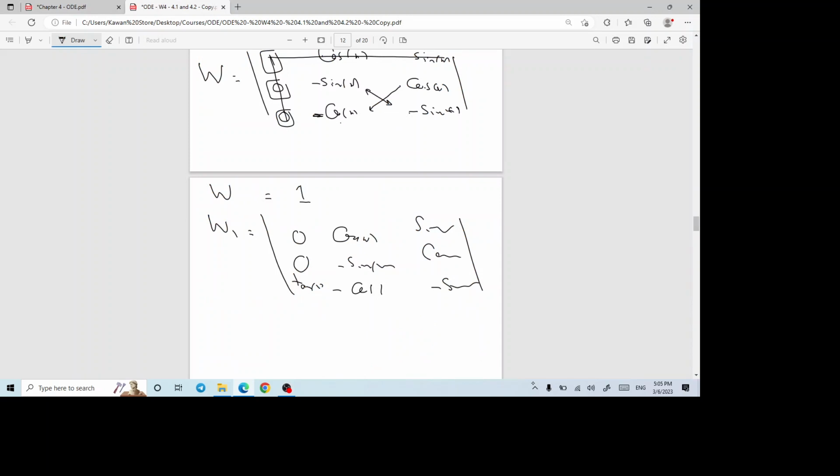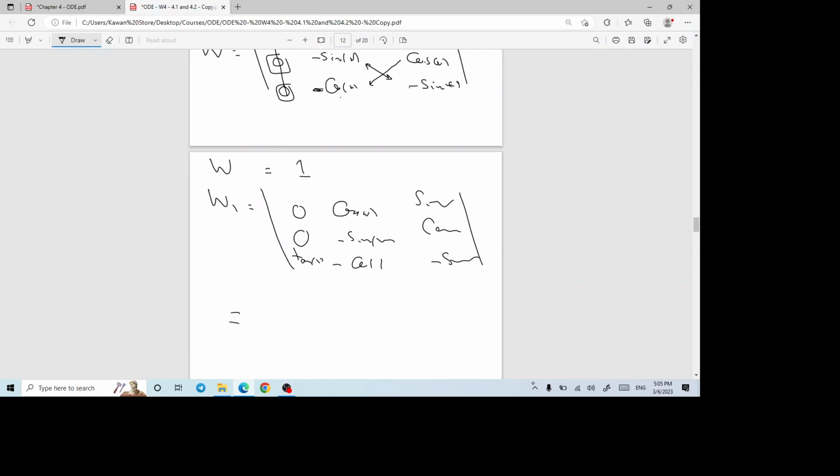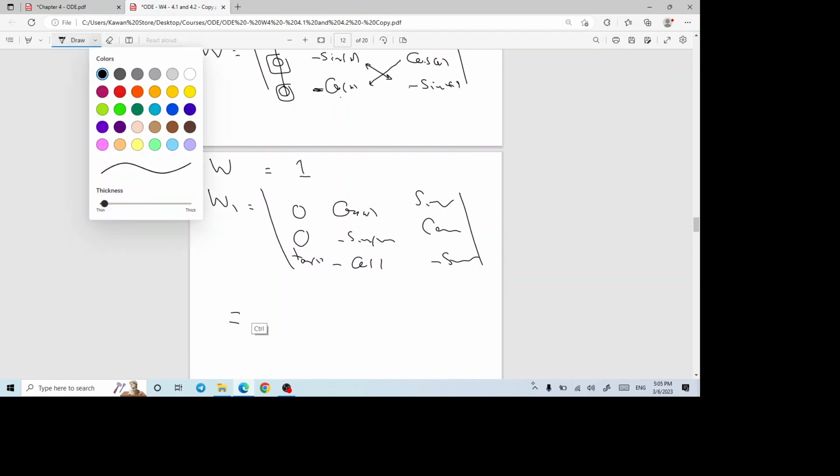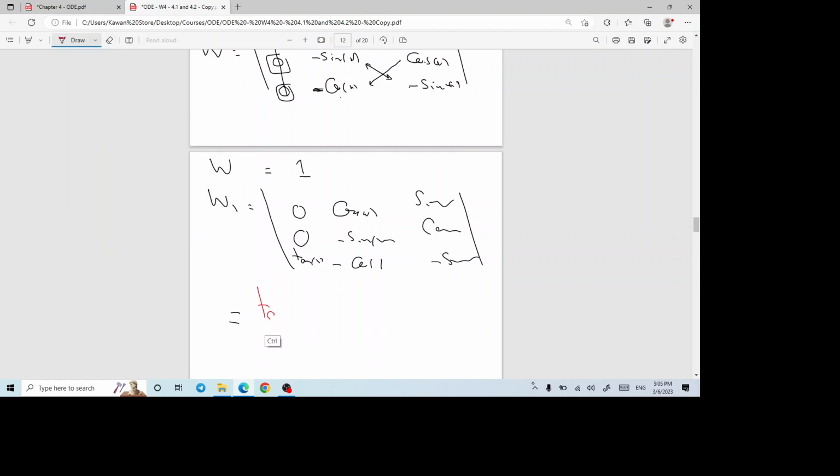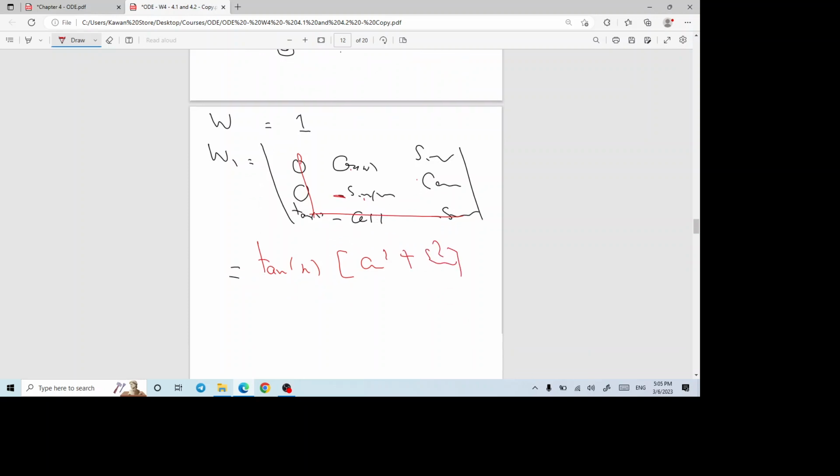So how do we multiply that? How do we find this determinant? I'm going to use this tan. Then we eliminate here. So cosine by cosine, cosine square, minus by minus, it will be plus, sine by sine, sine square. So I get what? Tan of x. Clear?